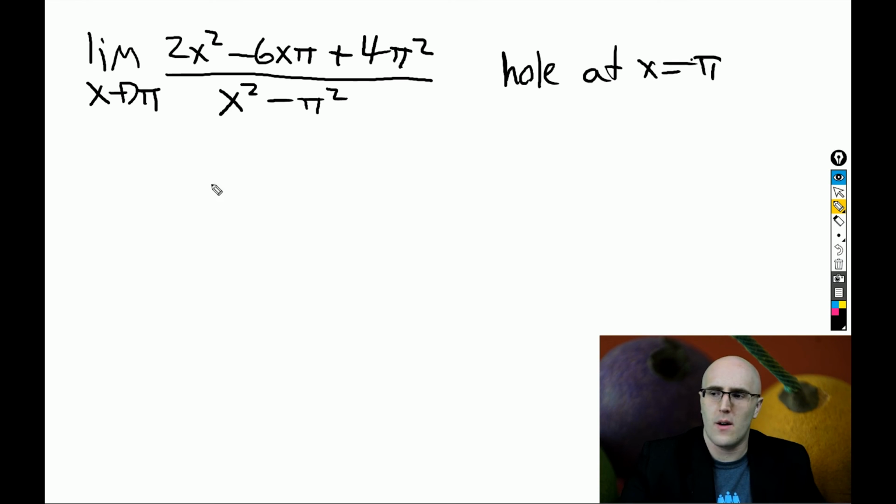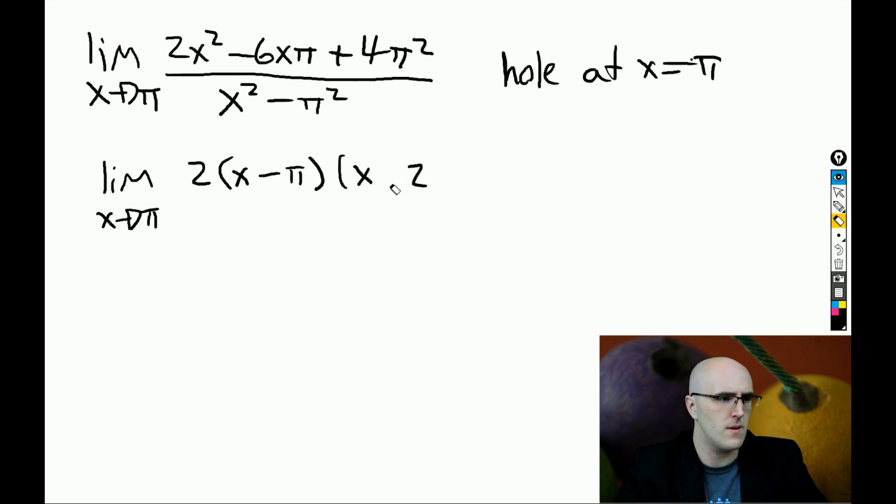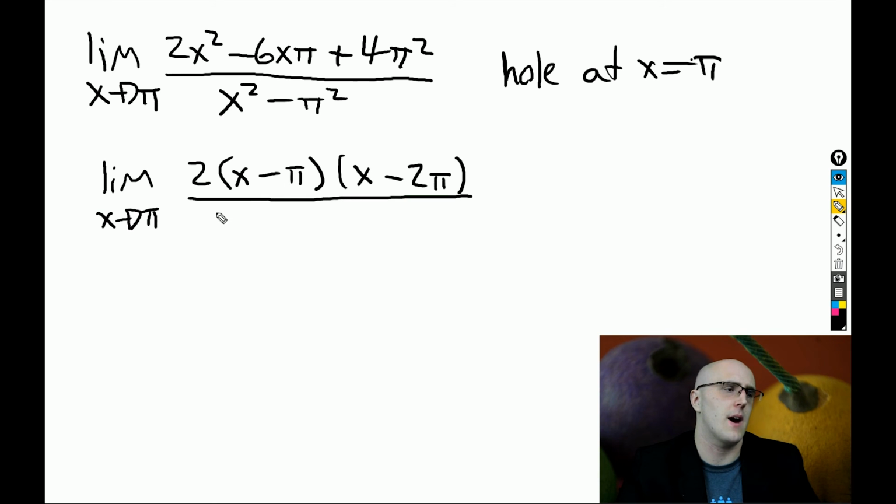So let's get started. What you might not realize is that both of these sections are factorable. The top section can be factored into 2 times x minus pi times x minus 2 pi. Yes, like that. And then the bottom can be factored into x minus pi times x plus pi.